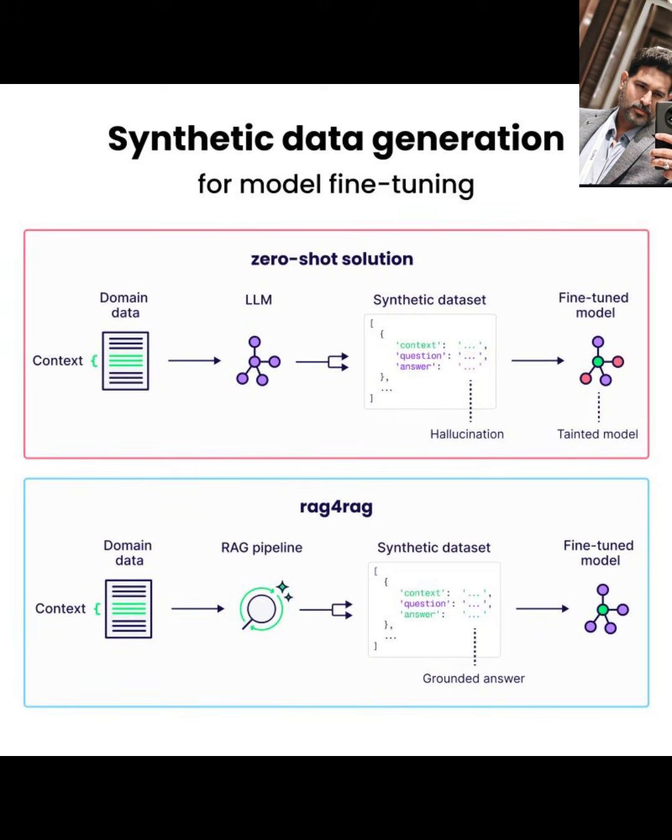So, to recap, the simple zero-shot approach using just an LLM is faster but risks creating hallucinatory data, potentially leading to a tainted model. The RAG for RAG approach uses a retrieval step to ensure the generated synthetic data is grounded in the original context, resulting in more accurate data and a better fine-tuned model. It's all about ensuring quality and faithfulness to the source material.